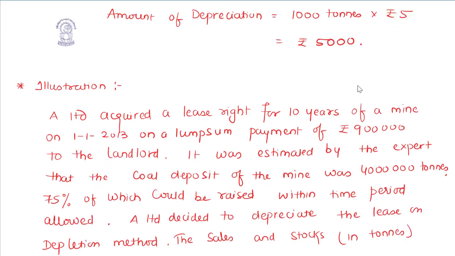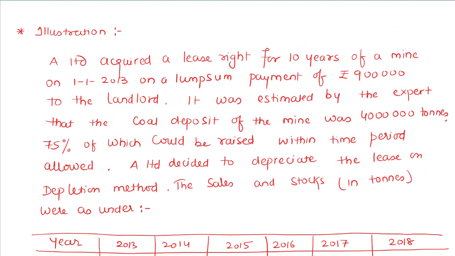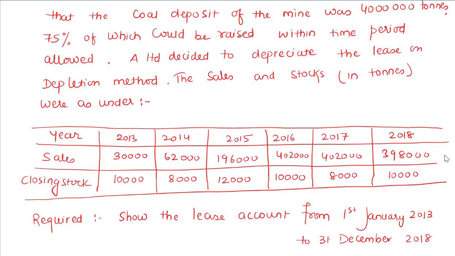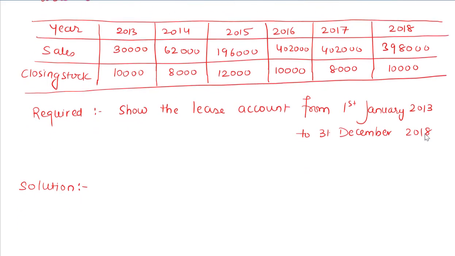Solution. First, you understand the question once again. A Limited acquired a lease right for 10 years of a mine. The lump sum payment is 9 lakh. It was estimated that the total coal deposit is 40 lakh tons, 75% of which could be raised within the time period allowed. A Limited decided to depreciate the lease on depletion method. Sales is given from 2013 to 2018 and closing stock is given from 2013 to 2018.